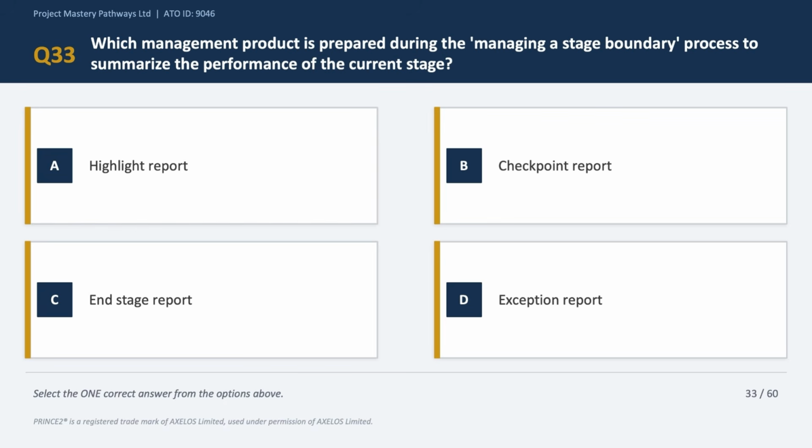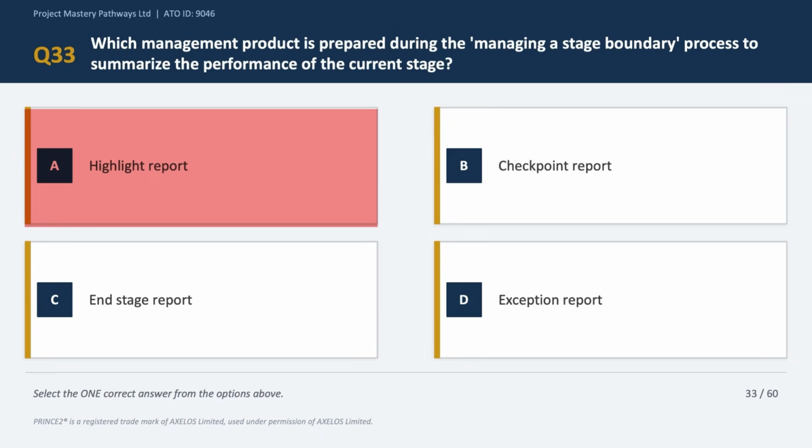Next question, which management product is prepared during the managing a stage boundary process to summarize the performance of the current stage? Option A says highlight report. Now the highlight report is produced regularly during a stage to update the project board on the project progress. Okay, it is not specific to stage closure. So option A is incorrect.